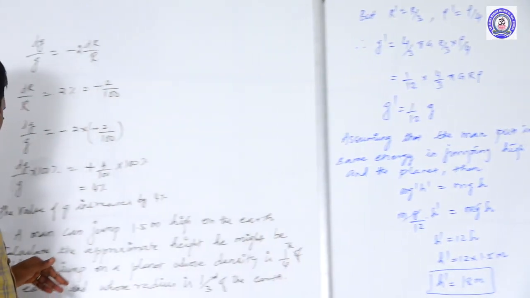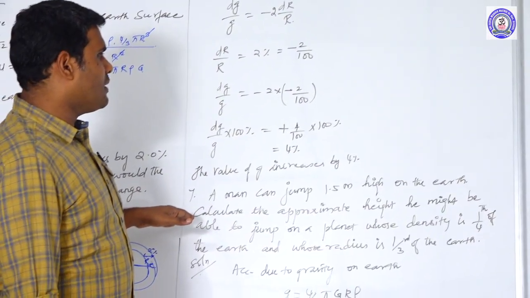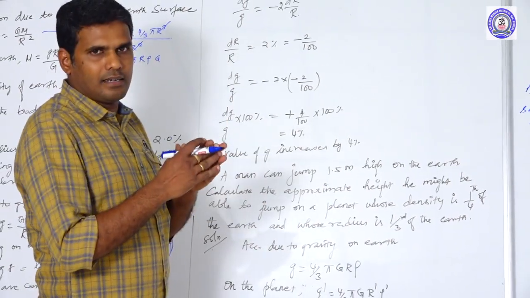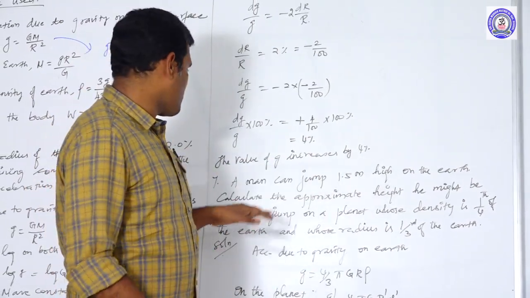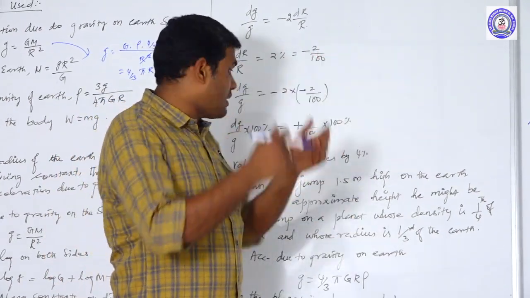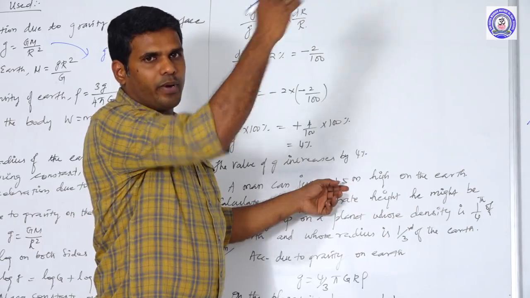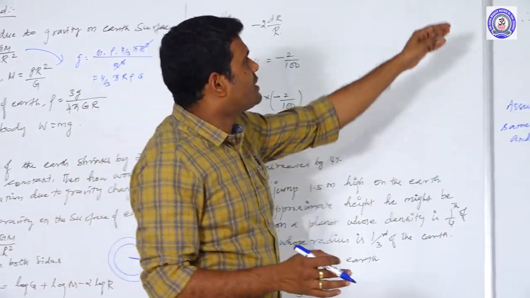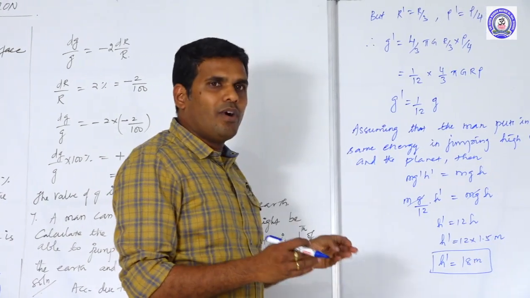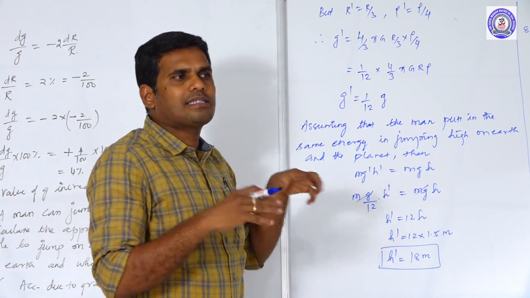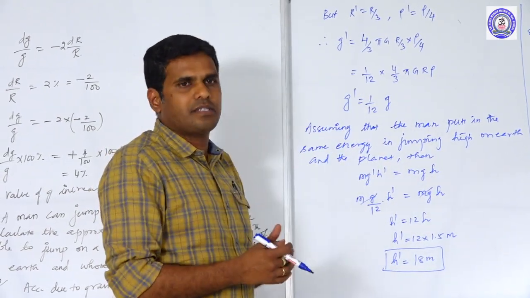The question is this: what must be the height of the man above the planet whose density is 1/4 of the earth and whose radius is 1/3 of the earth? If he jumps over the earth's surface, he is reaching a height of 1.5 meter. If he is jumping on some other planet whose density and radius vary, then what will be the height attained by him? So he is putting in the same energy to jump on the planet as well as on the earth.